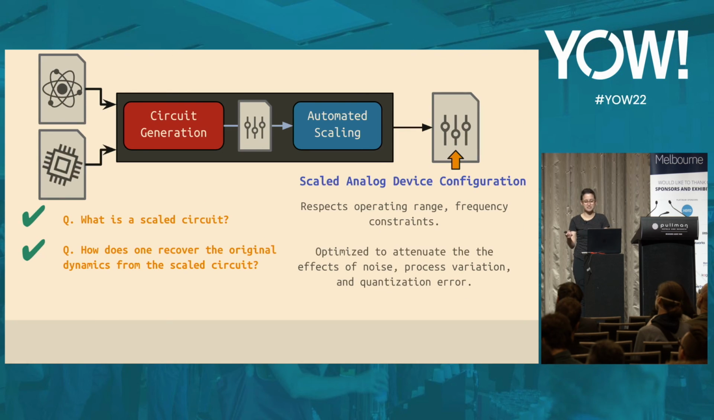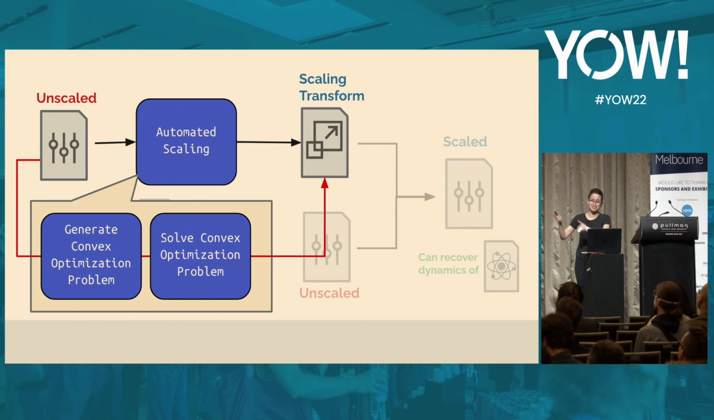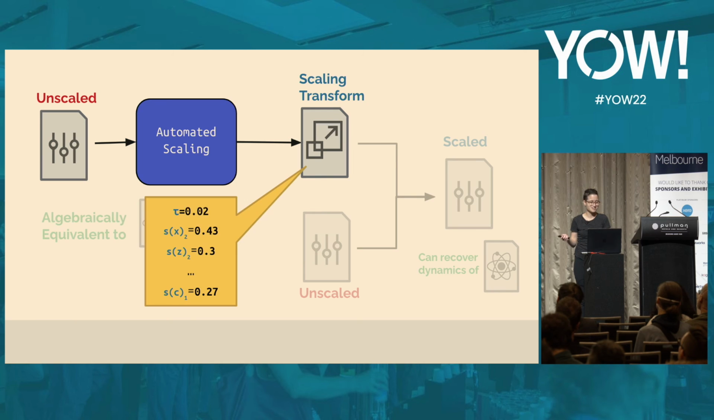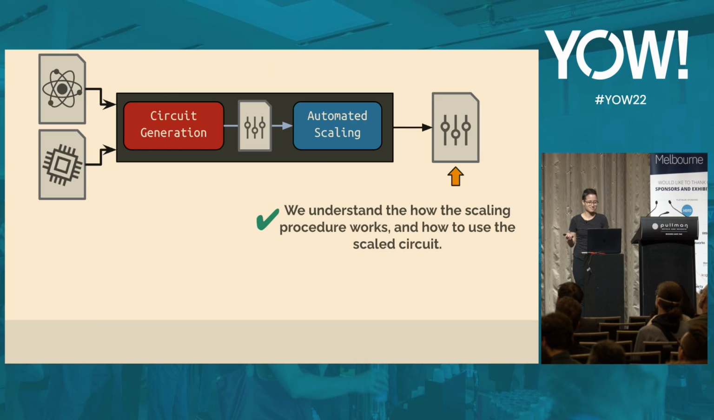OK, so we hopefully understand the scaled analog device configuration. I do not have time to talk about how scaling works. I will tell you that you basically generate a convex optimization problem. The specific formulation is a geometric programming problem formulation, with a lot of neat features. And then it's going to produce a set of scaling factor, signal scale factor and time scale factor assignments. There are specifics on this that you can check out in the slide deck. OK, so now we understand how the scaling procedure works.